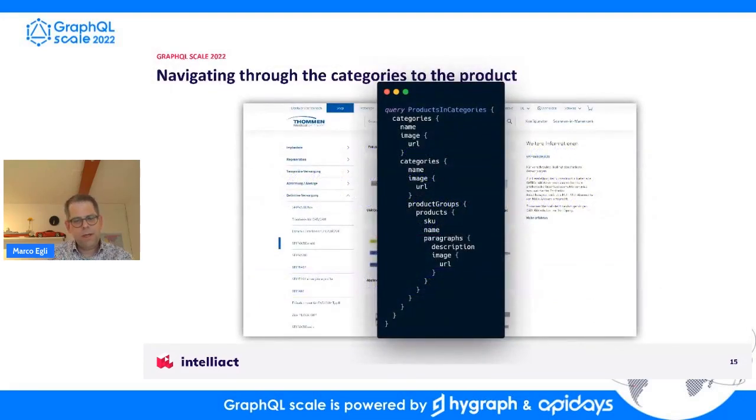If we have a look at the features presented before that were on the requirements list when starting, we can build all these features by just querying the individual product model we built, using GraphQL. Navigating through the categories is a query from category to product group, and finally to the products, to get back SKUs, names, paragraphs, description, images, and URL. So the products can be queried through the category hierarchy.